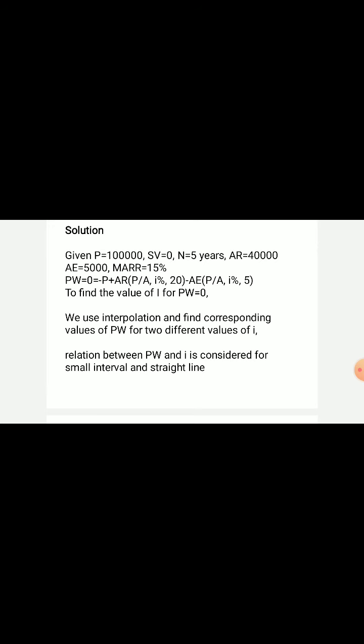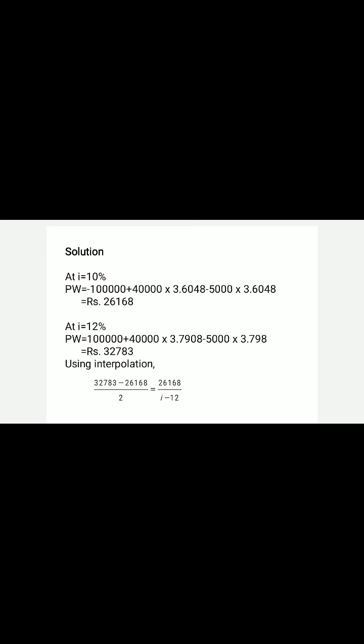Now we have to find out at what particular interest rate this present worth becomes 0. To find this, we consider two interest rate values, 10% and 12%. We can also consider 10% and 15%.